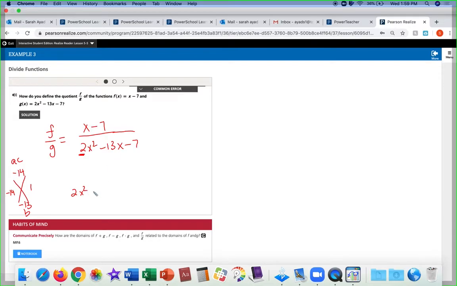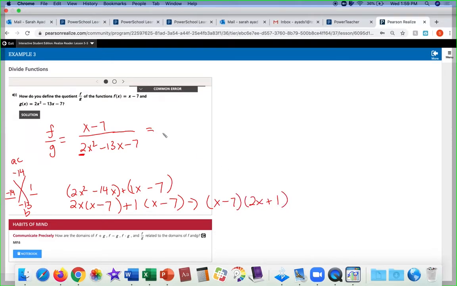So on the side here, I'm going to rewrite my middle term, negative 13x. I'm going to take that out and put in negative 14x plus 1x. And I'm going to use grouping to factor. Notice here, what's the greatest common factor? A 2x, leaving me with x minus 7. And notice here, the only thing I could factor out is a 1. So now I could replace this. This is now x minus 7 times 2x plus 1. So now I'm going to replace this denominator with my two factors, x minus 7 times 2x plus 1.